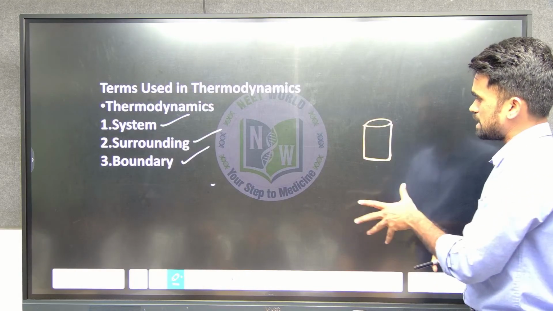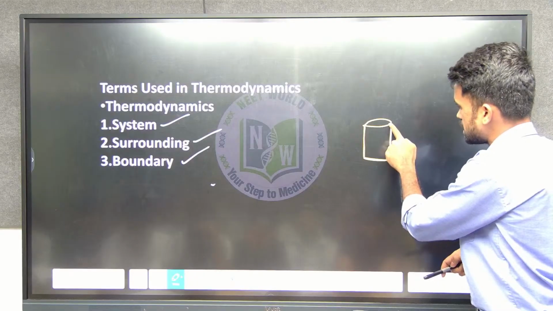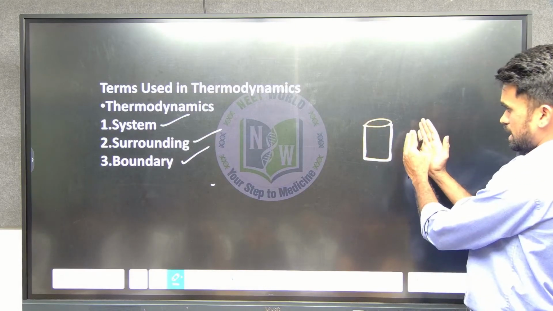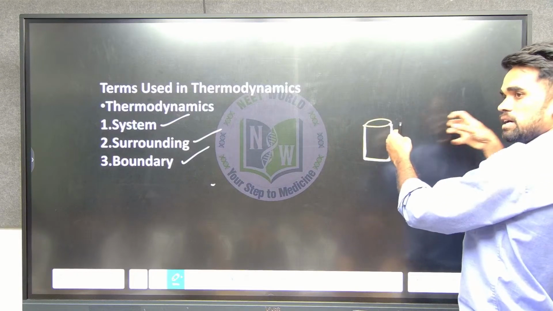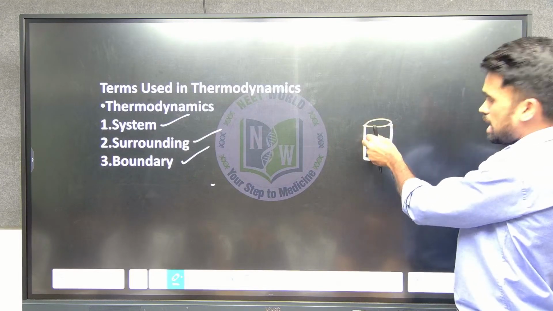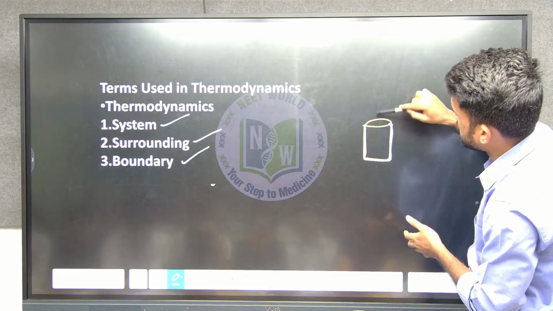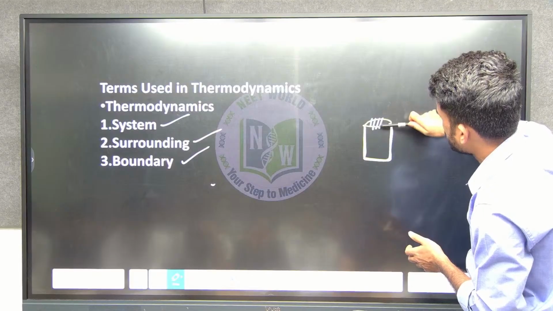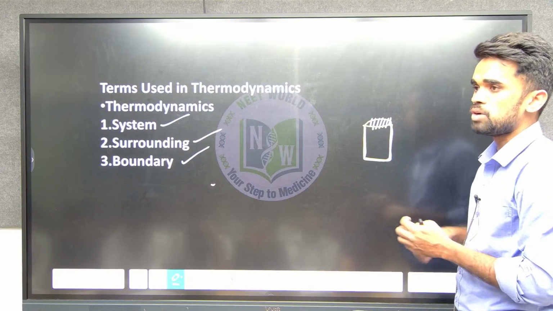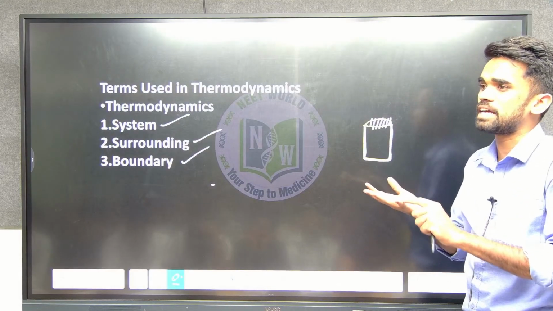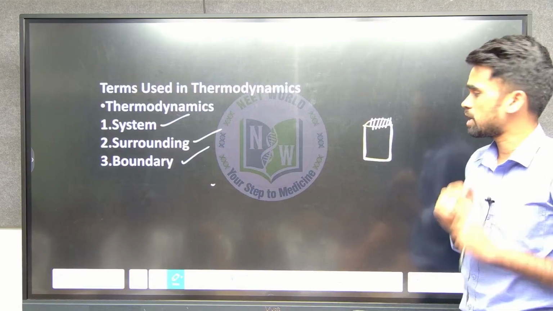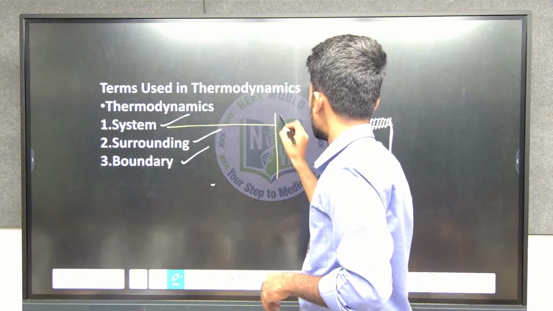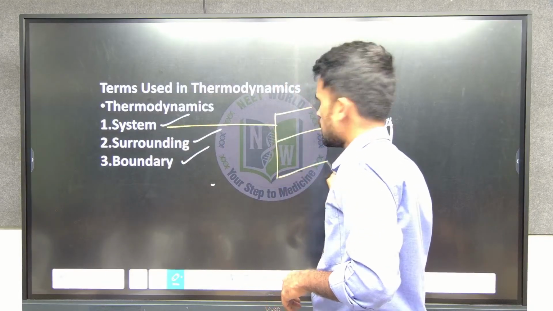This boundary can be an imaginary one or a real one. If I say this is a beaker or a container, this is a real boundary, physically separating the surroundings and the system. But here there is an open one, so I am considering this area to be the boundary. So the boundary can be real or imaginary. Now these systems are of different types again: open system, closed system, isolated system.